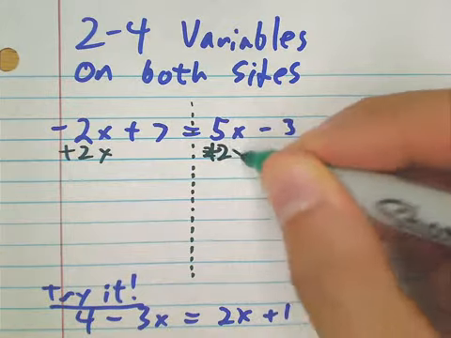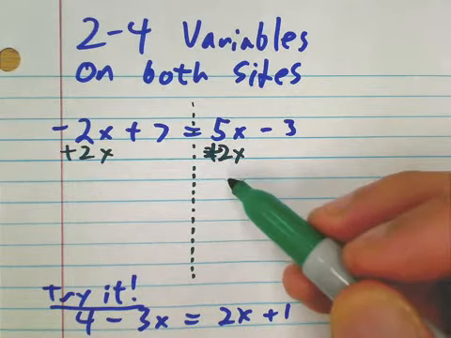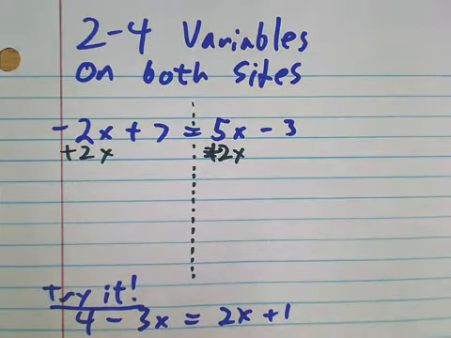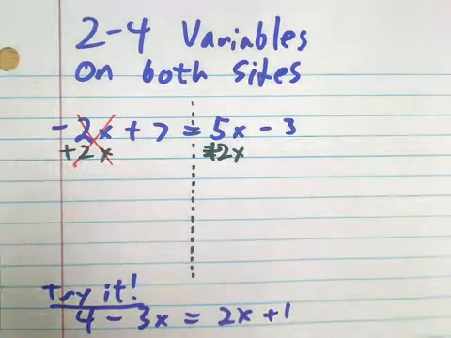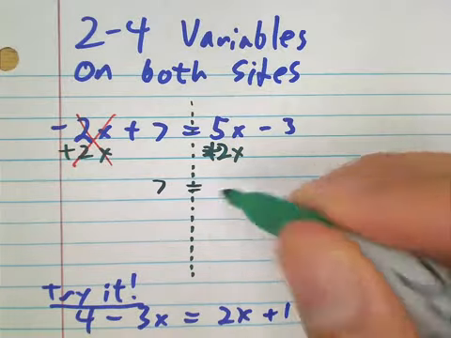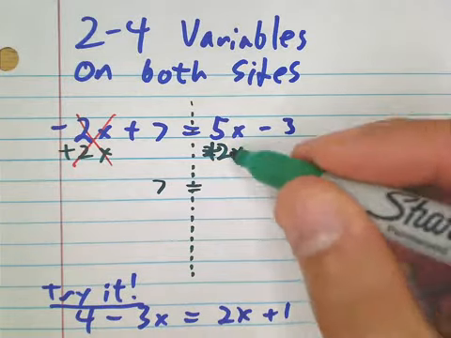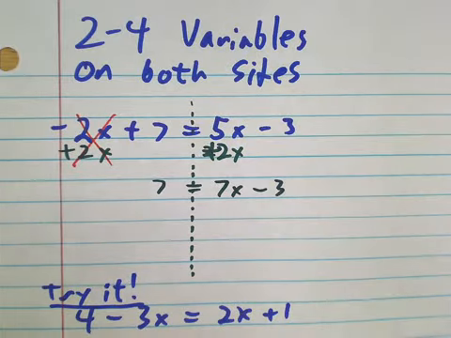Plus 2x. Okay, so I'm going to add 2x to both sides of the equation. I can do that as long as I do the same thing on either side. And then these two will cross out. Let me get my red out there. Okay, so what am I left with? I have 7 is equal to 5x plus 2x is 7x minus 3.